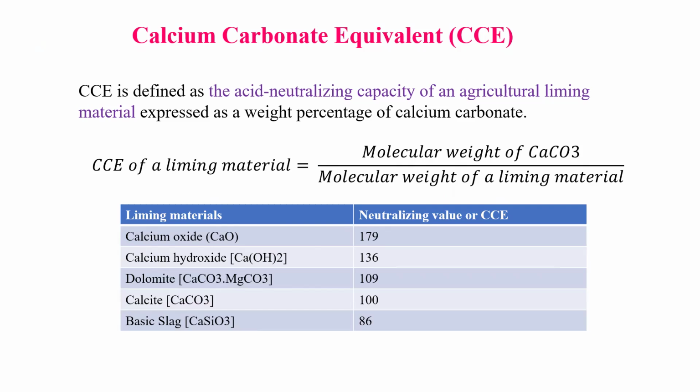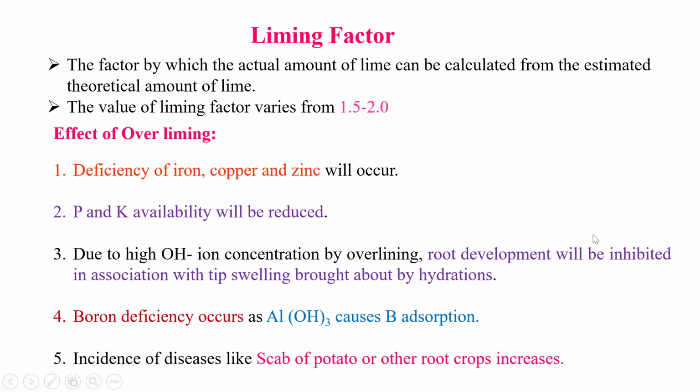The neutralizing values of different liming materials include: calcium oxide has the neutralizing value of 179, calcium hydroxide has 136, dolomite has 109, calcite has 100, whereas basic slag has 86. Liming factor is generally used in acidic soils. The value of the liming factor ranges from 1.5 to 2. Effect of over liming: liming should be done in a proper manner.